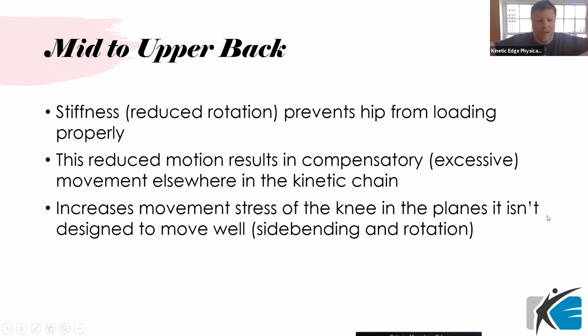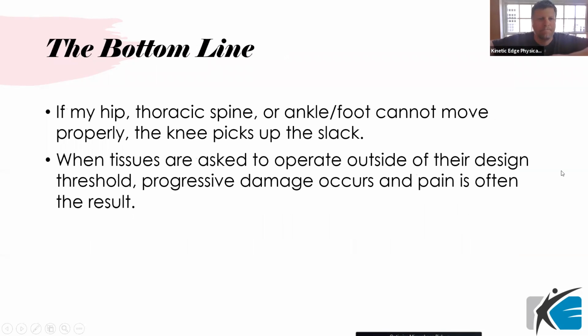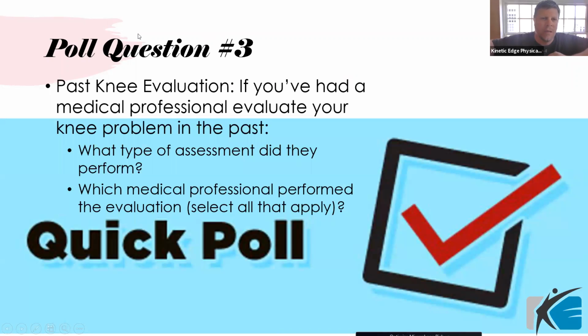So just like your hip and just like your ankle foot, a balance between mobility and stability is necessary, or other things are going to pick up the slack, like the 3 people on the assembly line. All right, and so the bottom line is, if you've had knee pain and people that you've sought for solutions have not looked at your ankle, your hip, or your thoracic spine, a critical component has likely been ignored.